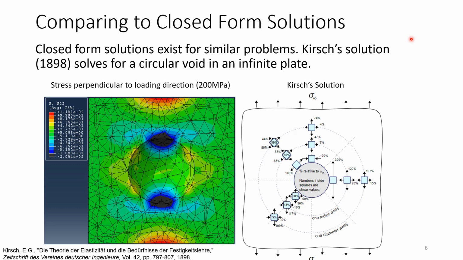Now, even though there's no analytical solution for the problem in this project, we can still compare it to similar problems that do have analytical solutions. Specifically, Kirsch's solution is a similar problem to mine, the main difference being that it's in 2 dimensions rather than 3. But this graphic shows us what the internal stresses should be as a ratio of the applied load. If we look right here in this box, this suggests that right above the void, the left-right stress should be exactly negative of whatever is applied.